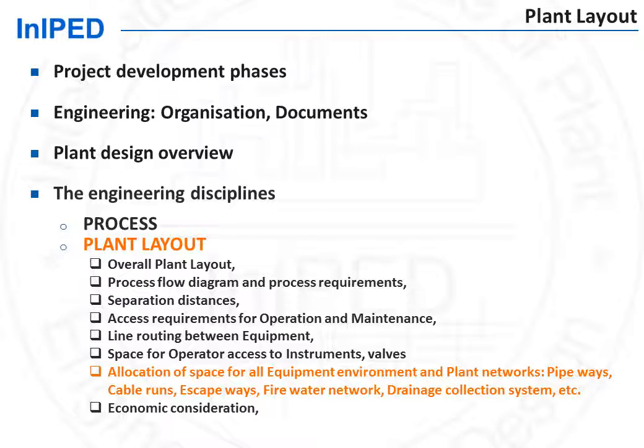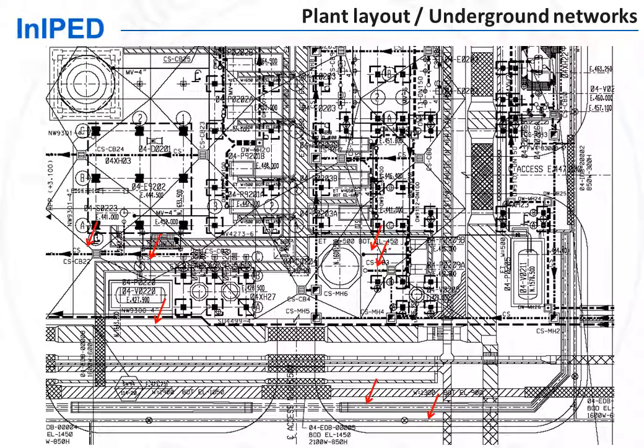Allocation of space must be made for all the plant networks, including pipes, cables, escapeways, fire-water network, drainage networks, and so on. Let's look at this underground networks consolidated drawing. It shows all what is underground in a facility.